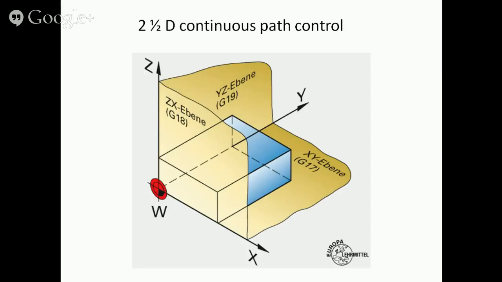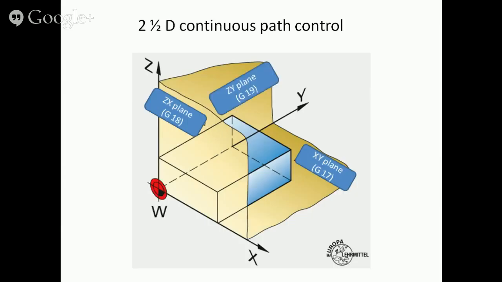2.5D continuous path control is somewhere in between 2D and 3D control. Circular interpolation can be done either in the XY plane, in the ZX plane, or in the ZY plane. Plane selection is programmed with G-codes with which you are going to get familiar in programming practice.